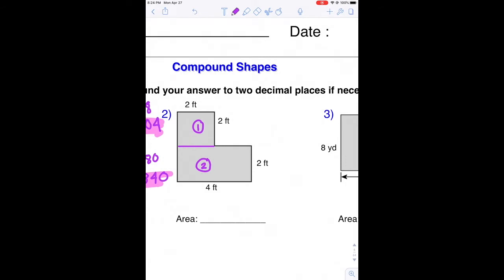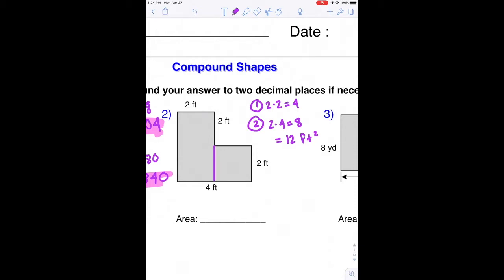If you did it this way, shape number 1 would be 2 times 2, which is 4. Shape number 2 would be 2 times 4, which is 8. And when you add them together, you get 12 feet squared. That's one solution. There's a second way of doing it where you should get the same answer. You could also have drawn the line this way.